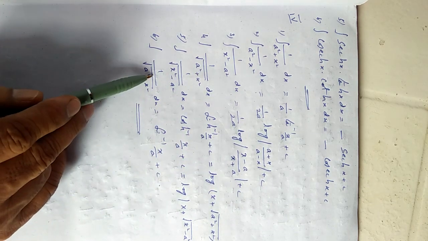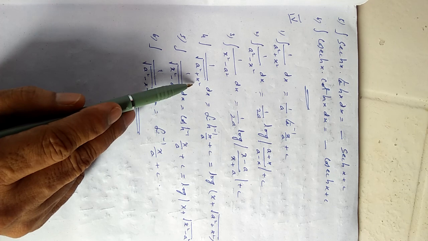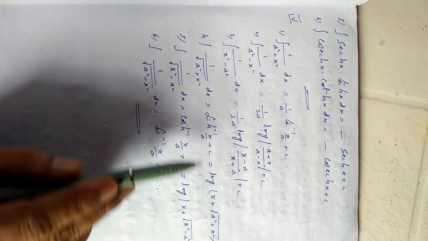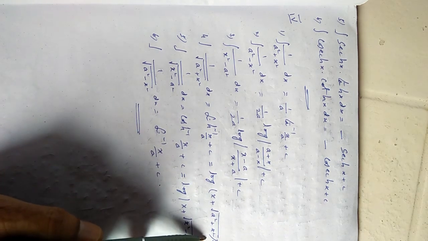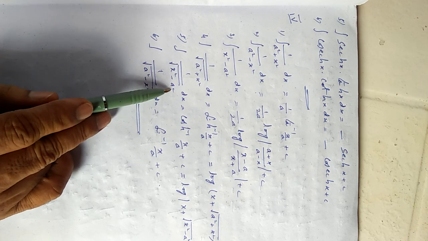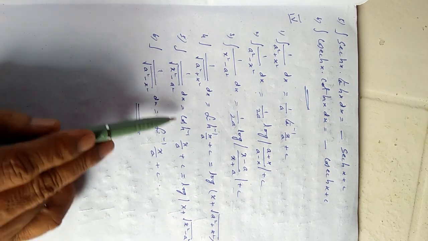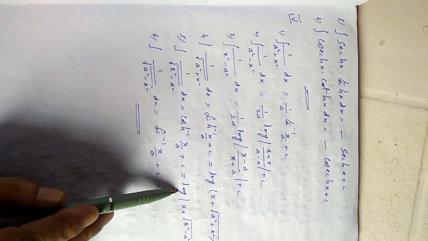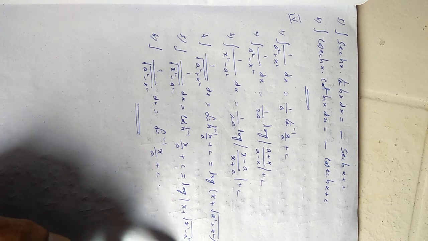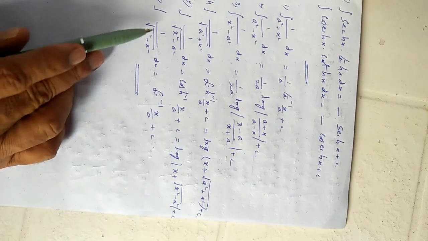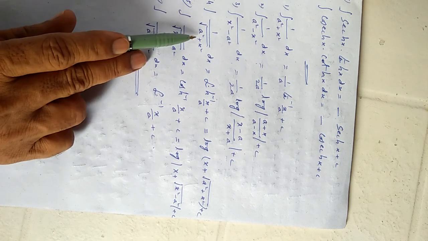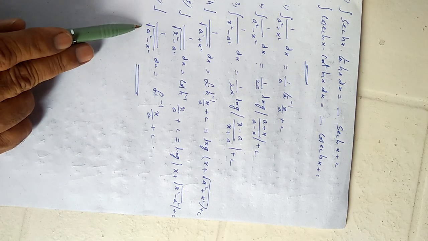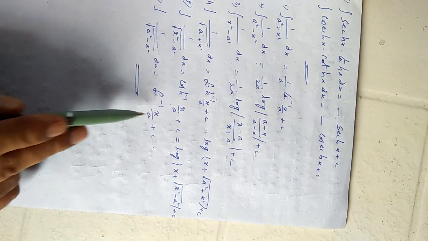After that come the root values. Integration 1 by root of a square plus x square dx, whenever we see the plus value, is sin h inverse x by a, or we can write log of x plus root of a square plus x square. Integration 1 by root of x square minus a square is cos h inverse x by a plus c, or log of mod x plus root of x square minus a square plus c. And also integration 1 by root of a square minus x square dx is equal to sin inverse x by a plus c.